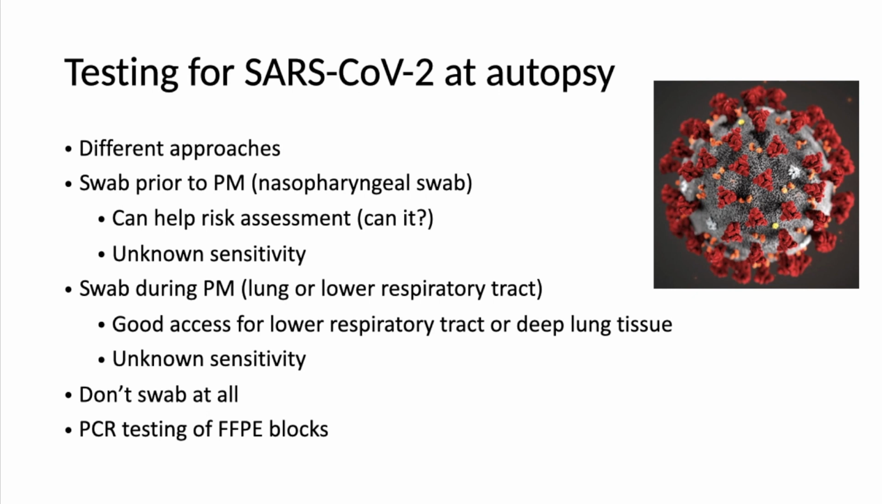If, however, you're unable to take swabs, or you didn't take swabs at the time for whatever reason, and then you see histological features that suggest COVID-19, you can perform PCR testing on samples from formalin-fixed paraffin-embedded blocks. So this is also a useful tool for pathologists at a later date.